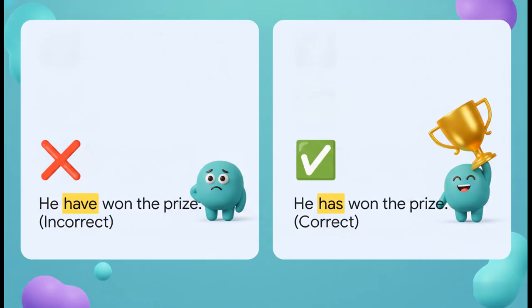But be careful. Here is a really common mistake a lot of beginners make when they're first learning this tense. You might see a sentence like, "He have won the prize." Now, this is incorrect. Because the subject is he, we just can't use have. The correct way to say it is, "He has won the prize." You always want to remember to match your helper verb to your subject. He, she, and it must take has.